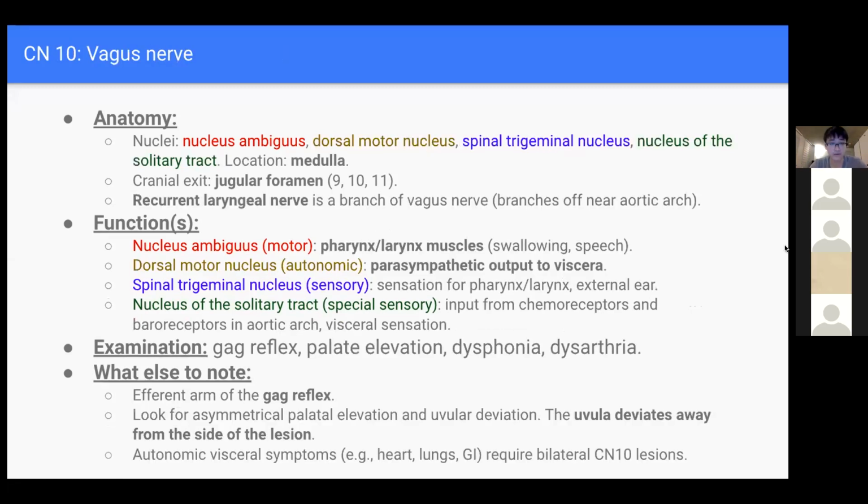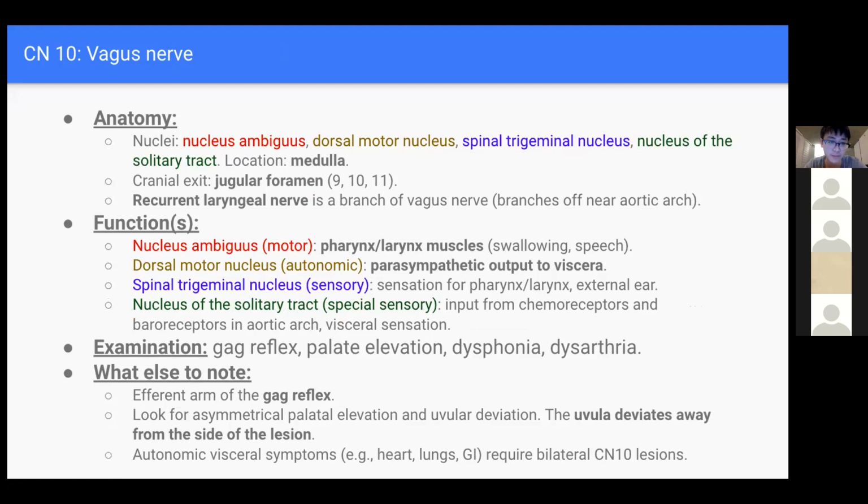Okay, the 10th nerve is a pretty important one. This one has, again, right, you're starting to see the pattern, 4 nuclei covering each of the 4 types of functions. So these nuclei are all in the medulla. And again, the 10th nerve exits the skull along with 9 and 11, right, through the jugular foramen.